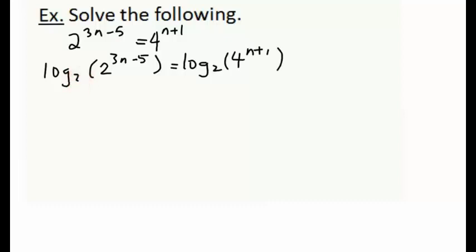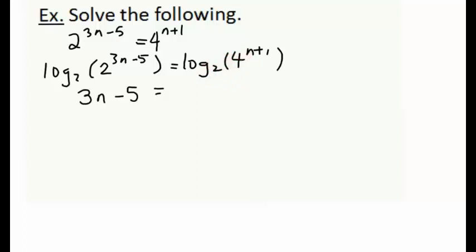Since the base of my logarithm and the base of my exponential expression on the left-hand side are the same, I'm going to be left with 3n minus 5. The same thing does not happen on the right-hand side because the base of my log is 2 and the base of my exponential expression is 4.